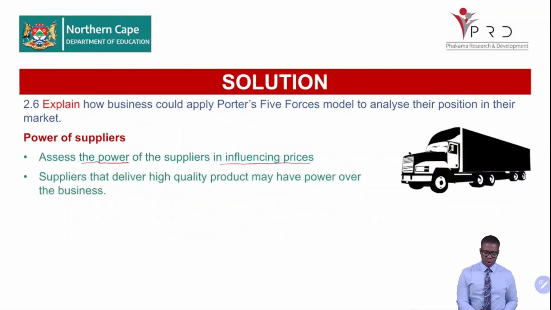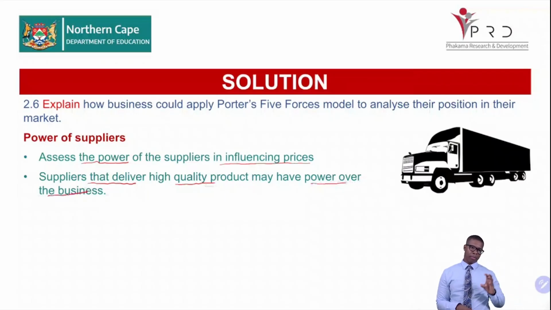Number two, Louisa will have to check what? Suppliers that deliver high quality products may have power over the business. So this is to say, if a supplier who is supplying your business has a quality product or quality raw material, they might be in a position to have more power than your business, because without their quality raw material, you are not able to produce a quality product as well. So they have more power because of that.